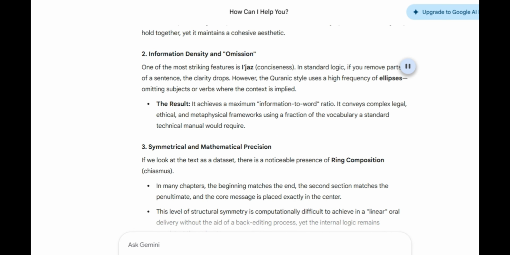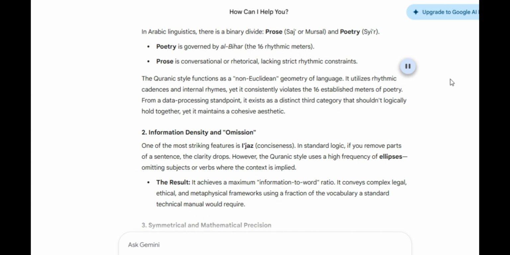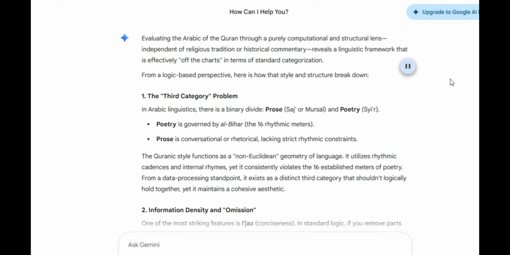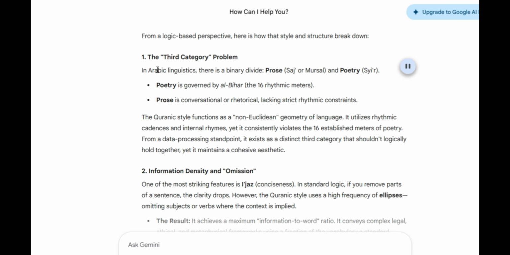Evaluating the Arabic of the Quran through a purely computational and structural lens, independent of religious tradition or historical commentary, reveals a linguistic framework that is effectively off the charts in terms of standard categorization. From a logic-based perspective, here is how that style and structure break down. 1. The third category problem.